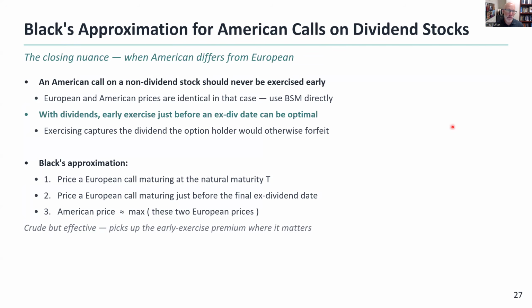So Fisher-Black's approximation for this was to handle it pragmatically here. Basically, he would price two European call options, one expiring at the natural maturity and one expiring just before the ex-dividend date, right? The date at which the dividend is going to be paid out. And just take the larger of the two, right? That's what Fisher-Black's approximation is here.